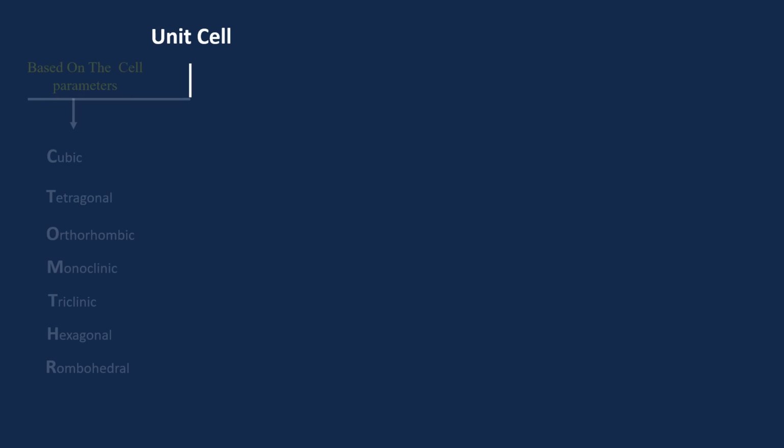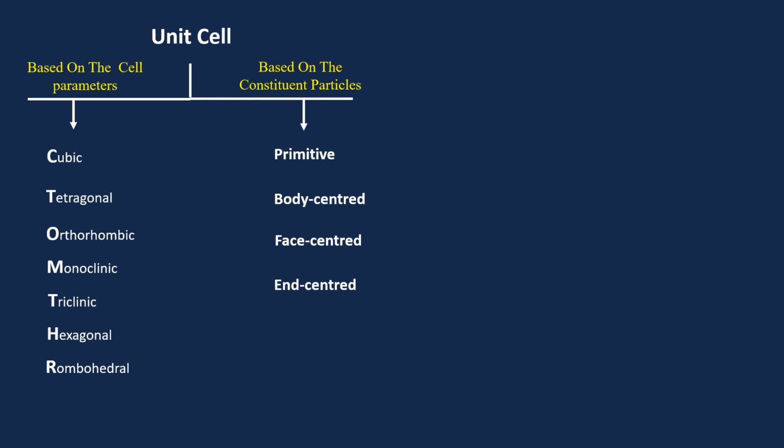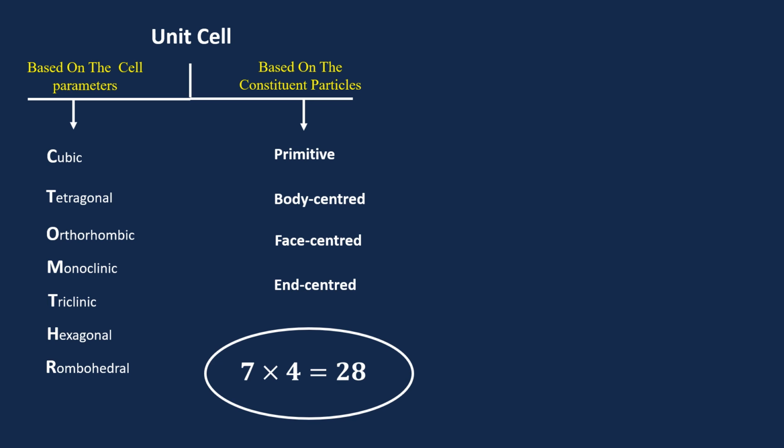Now we know that unit cells can be divided into 2 categories. One is based on the cell parameters, and there are 7 types. And the next one is based on the constituent particles present, and there are 4 types. So there can be 7 into 4, that is 28 types of arrangements. But the assumption is wrong. It is not possible.